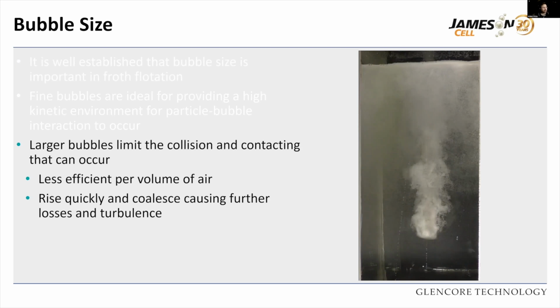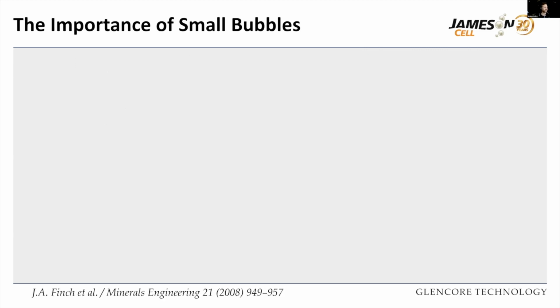With larger bubbles, you obviously get limited contact with some of the particles. There's less efficiency on a per air basis, which there's a slide on coming up shortly. And they also tend to be more susceptible to coalescing, which will create turbulence, and you'll get particle drop off and those sorts of things occurring. Oops, skipped too quick.